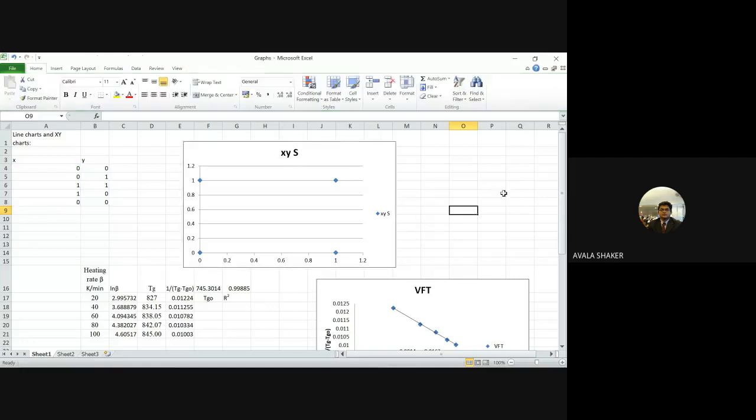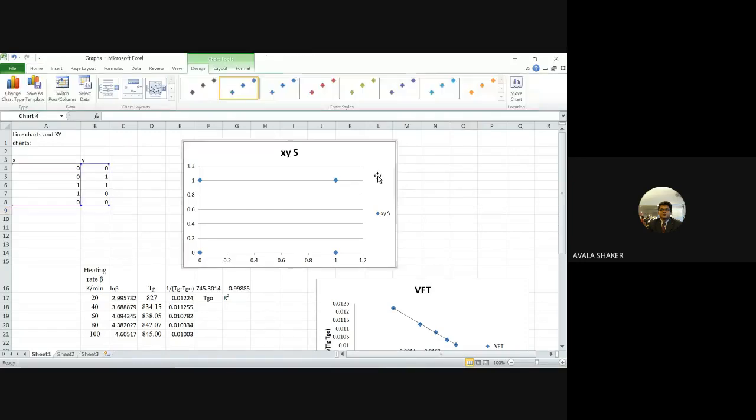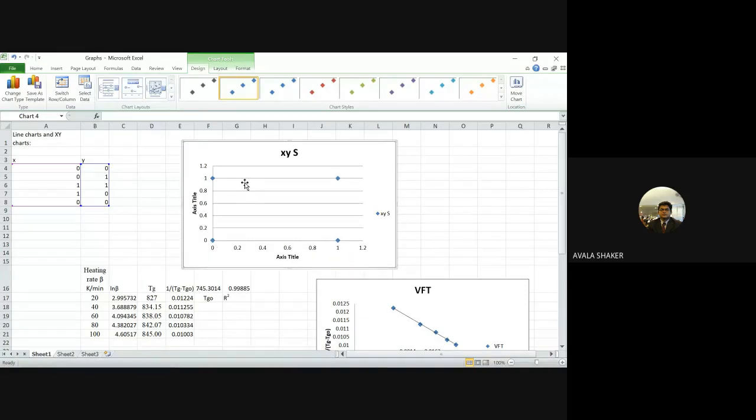Click anywhere, so you will go back to your page. Now come back here and click on this chart area. Then the design will pop up. Here you have chart layouts. You can have the font sizes and different layouts. Let's choose this, where we can have an axis title.